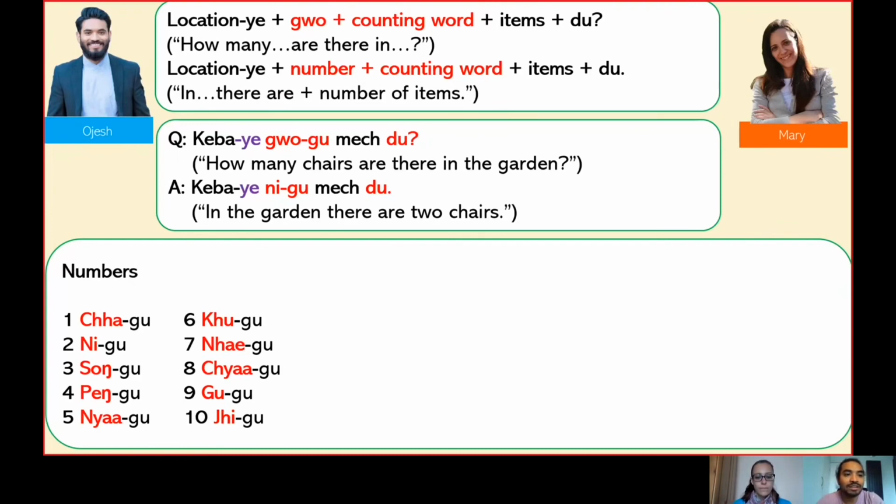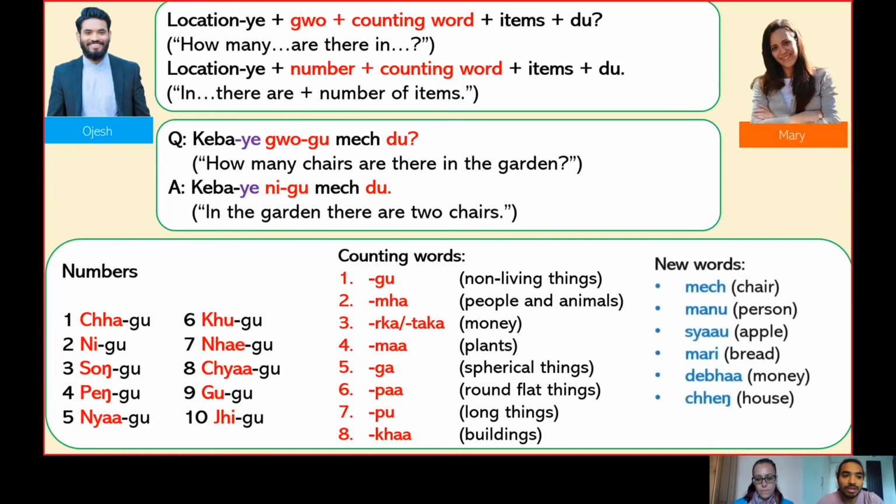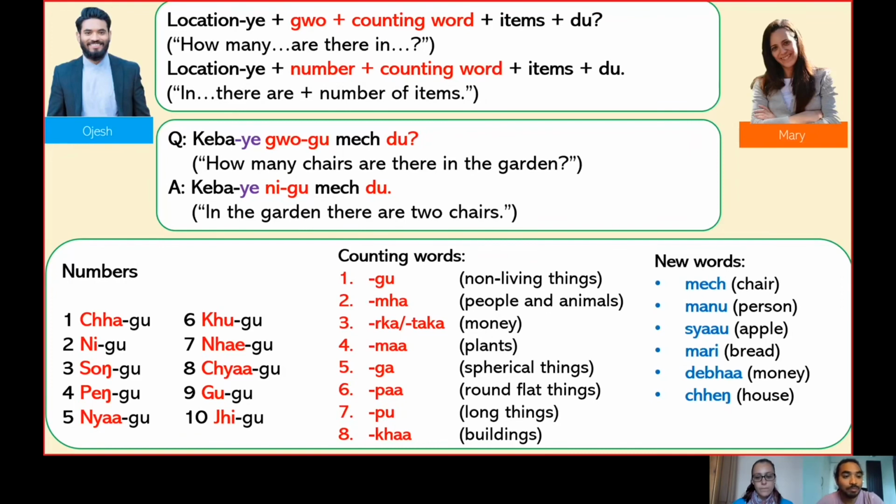And then we looked at other counting suffixes. For example, ma is used for people and animals. Ma is used for plants. Ga is used for spherical items. Pa is used for round flat things. Pu is used for long objects. Ka or tka are used for counting money. And finally, ka is used for buildings. Also, while practicing, we have also learned some new words. Like for example, mech, chair, manu, person, shao, apple, murri, bread, dheva, money, che, house.